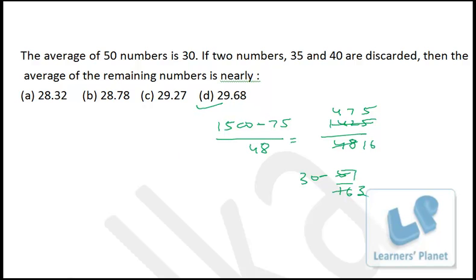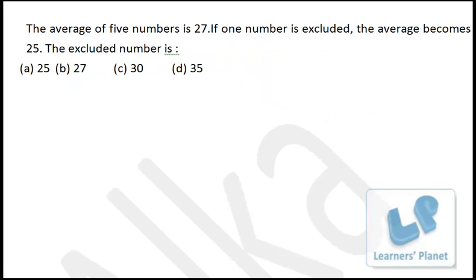I hope you are getting it. Let's see this question. The average of 5 numbers is 27. If one number is excluded, the average becomes 25. What is the excluded number?